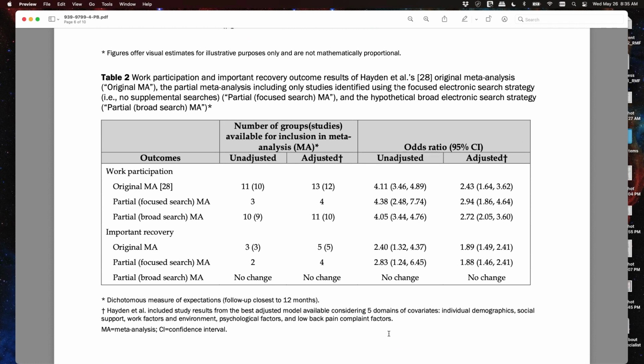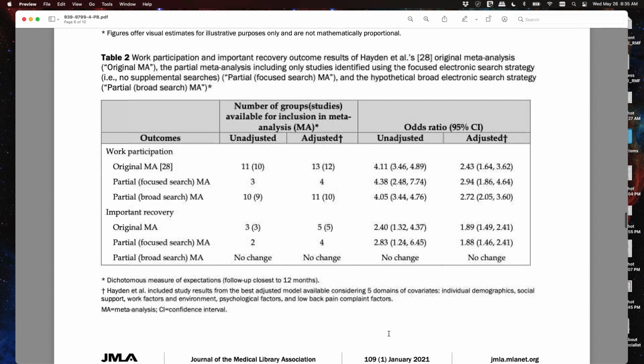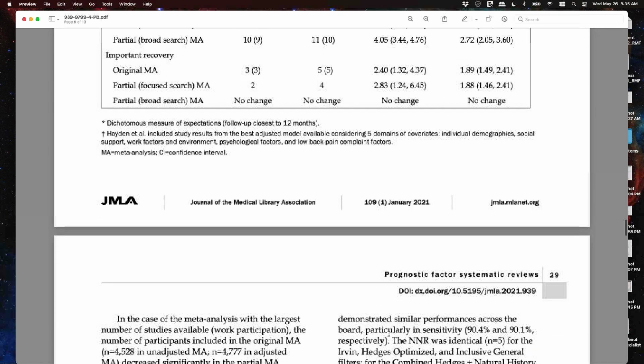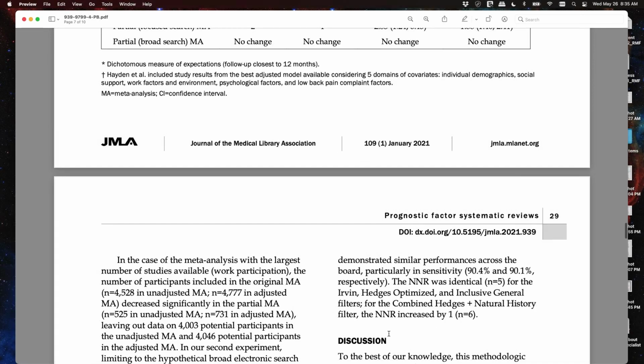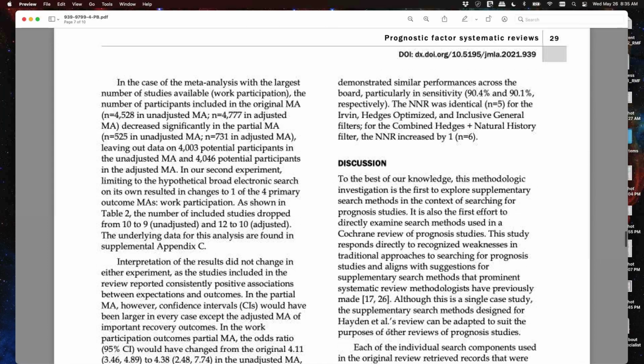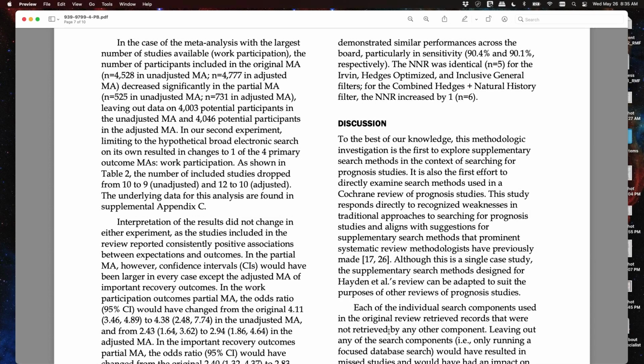And the last method they wanted to check was the analysis of the prognosis filters. And this is where they used a different reference standard with the 272 citations.